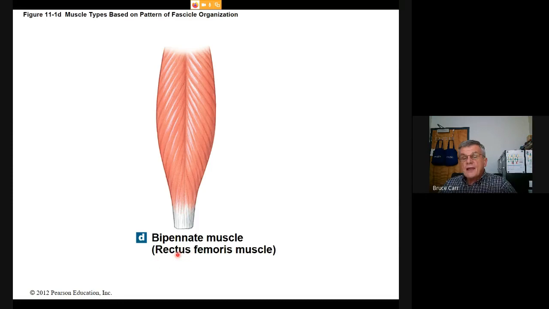Rectus means straight, and femoris tells you right where it's located, right on the top of the femur. Its job, extend the knee, and it's a bipennate muscle.